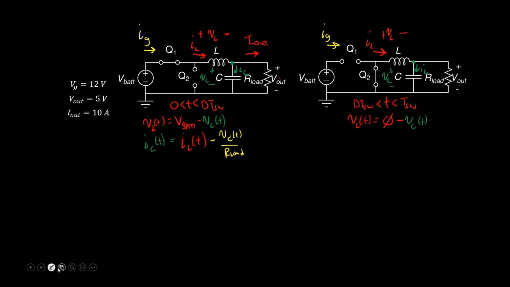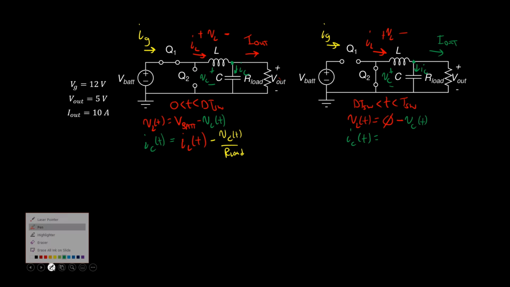In the second subinterval, IC of t is equal to, well, IL is flowing into it, and VC of t over R load is flowing out of it again. This is Iout again, so it's the exact same expression. This node has not seen any change from state to state, so it's identical to the first interval.